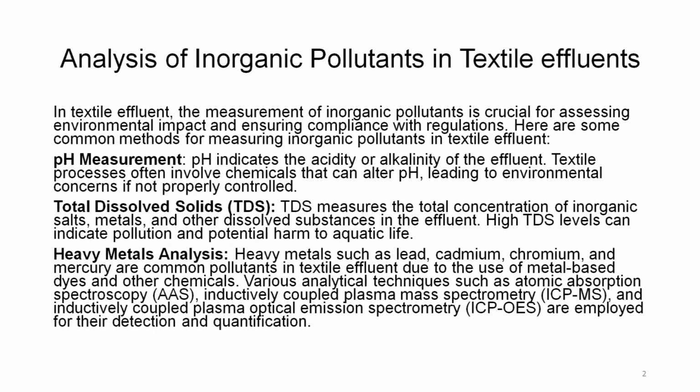In the previous lecture, we have seen how the organic pollutants were analyzed, and in this lecture we will be concentrating on the analysis of inorganic pollutants. pH measurement. pH indicates the acidity or the alkalinity of the effluent. Textile processes often involve chemicals that can alter pH, leading to environmental concern if not properly controlled.